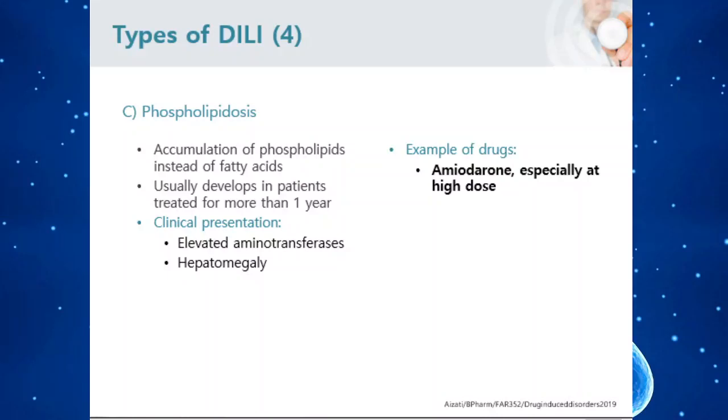So it happens when there is an accumulation of phospholipids in the liver cells instead of fatty acids. It develops when the patient is taking that medication for more than 1 year, so it is an accumulative effect. The clinical presentation might be elevated liver enzymes and also hepatomegaly. The drug associated with this type of reaction is usually amiodarone at high doses.